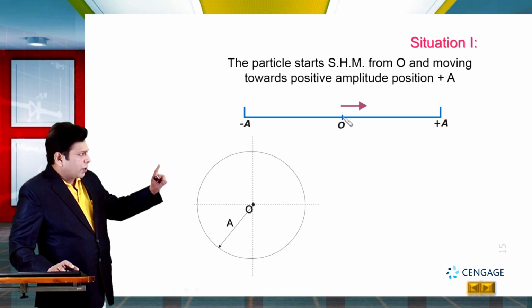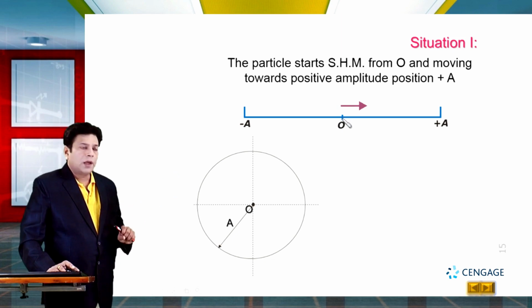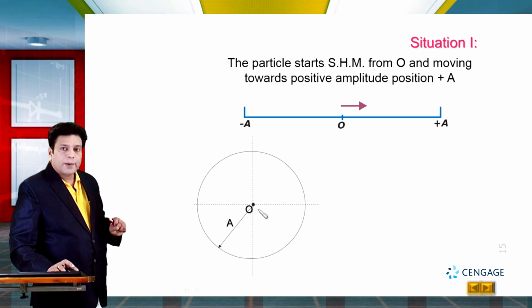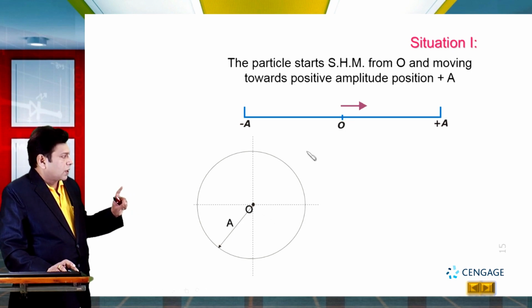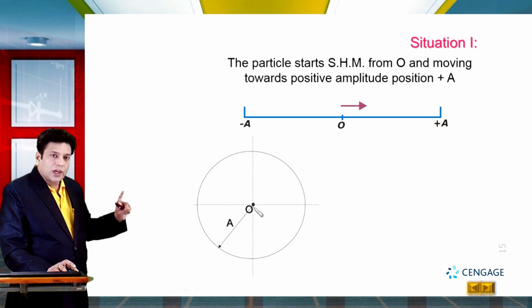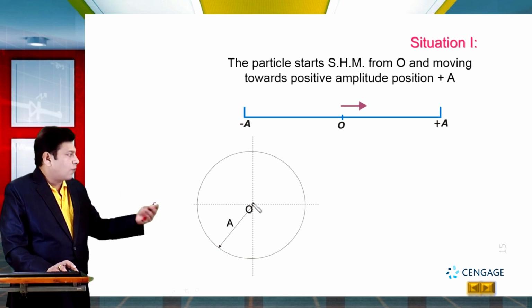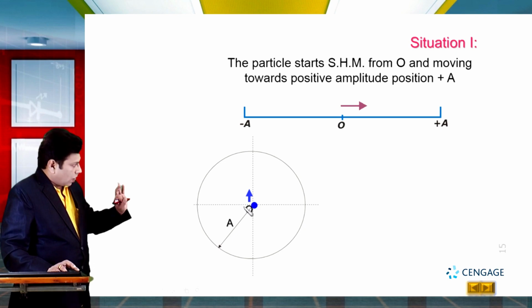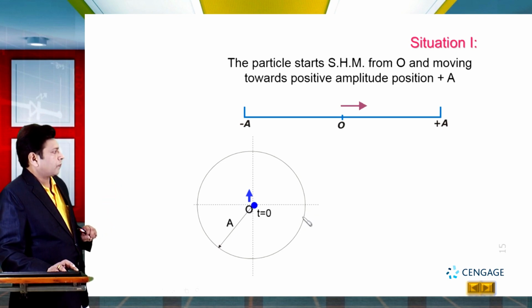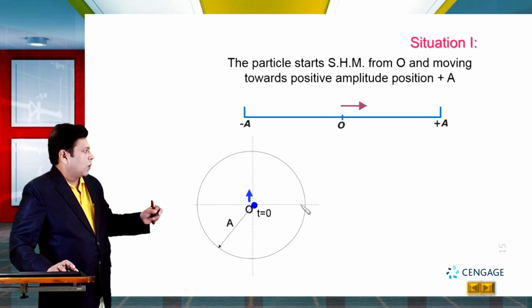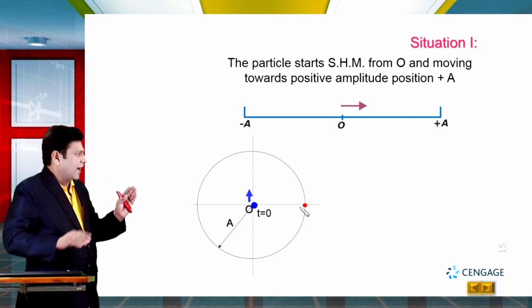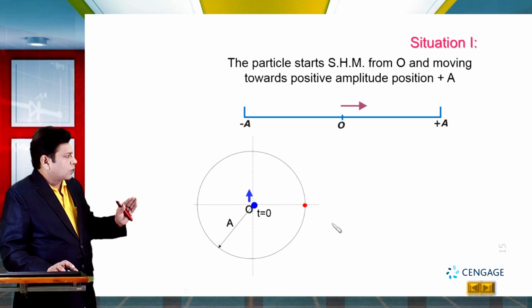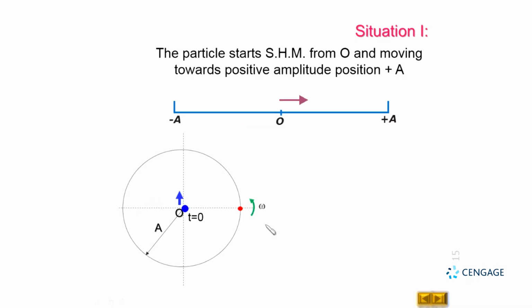Here we need to mark the position of the particle at t equal to 0 on the circle diameter. You can observe this particle is starting oscillation from O. That means the corresponding position of the oscillating point should be here, pointing in the upward direction like this. This is t equal to 0, and the position of the particle on the circle should be here, because the particle is displacing in the positive x direction. That means the motion on the circle should be in the counterclockwise sense like this.